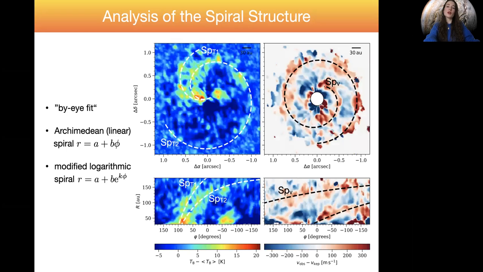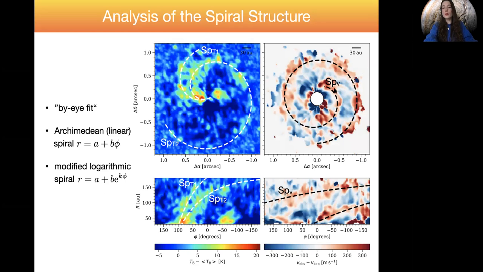So here I'm showing the results from the fitting process. We have here the brightness temperature and here the velocity residuals. Then on the top we have the deprojected and rotated maps using the position angle and inclination of the disk. And then here we have the polar deprojected maps in the bottom to show the nature of the spirals. And overlaid are the logarithmic fits, which work very well for the spirals that we observe.